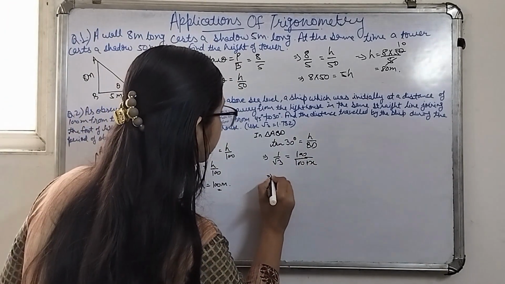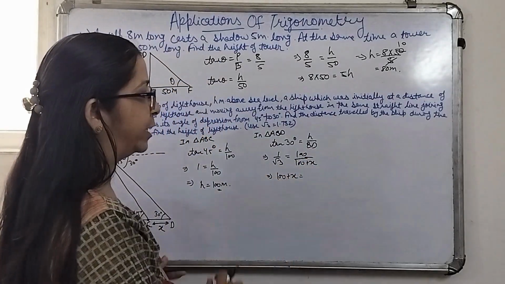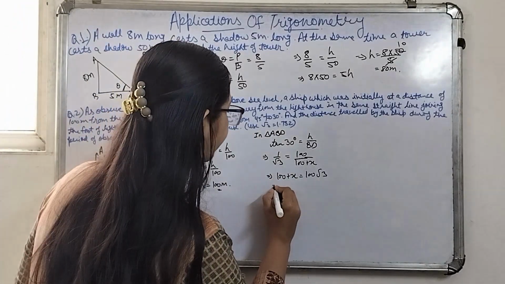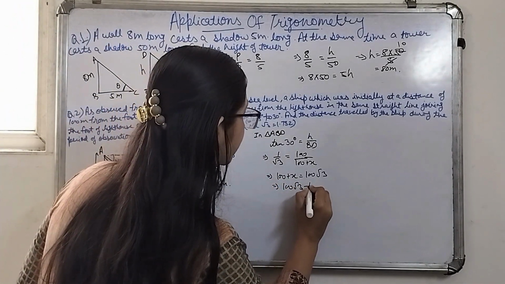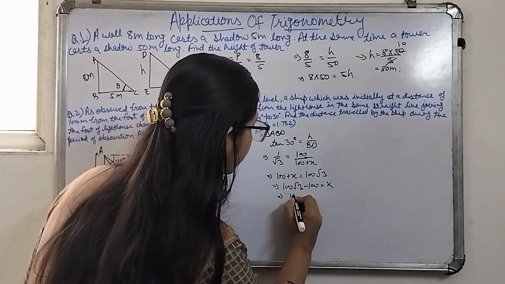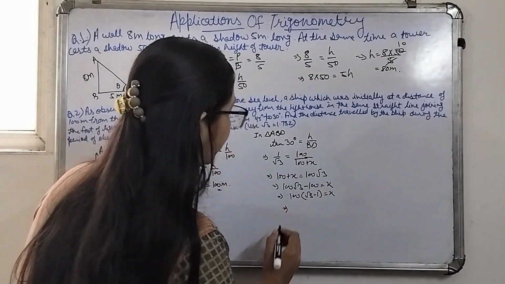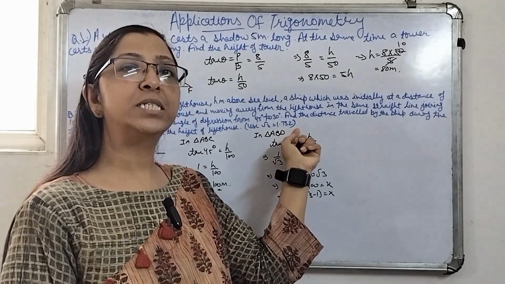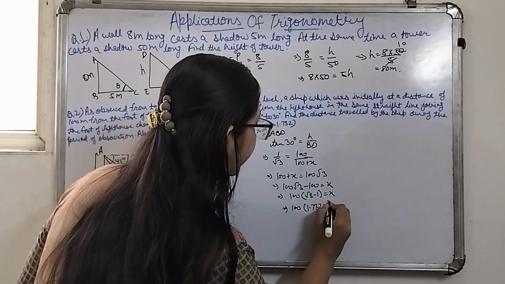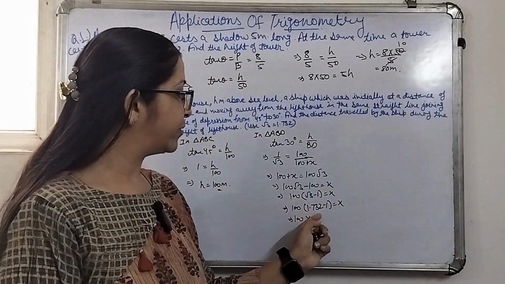Now, if we solve it further, cross multiply: 1 multiplied by 100 plus x will be 100 plus x, and 100 multiplied by root 3 will be 100 root 3. Now, the value of x will be 100 root 3 minus 100. So, x over here, 100 could be taken common. It will be 100 times root 3 minus 1. It is the value of x. Now, the value of root 3 we have to take as 1.732. So it will be 100 multiplied by 1.732 minus 1. It is the value of x.